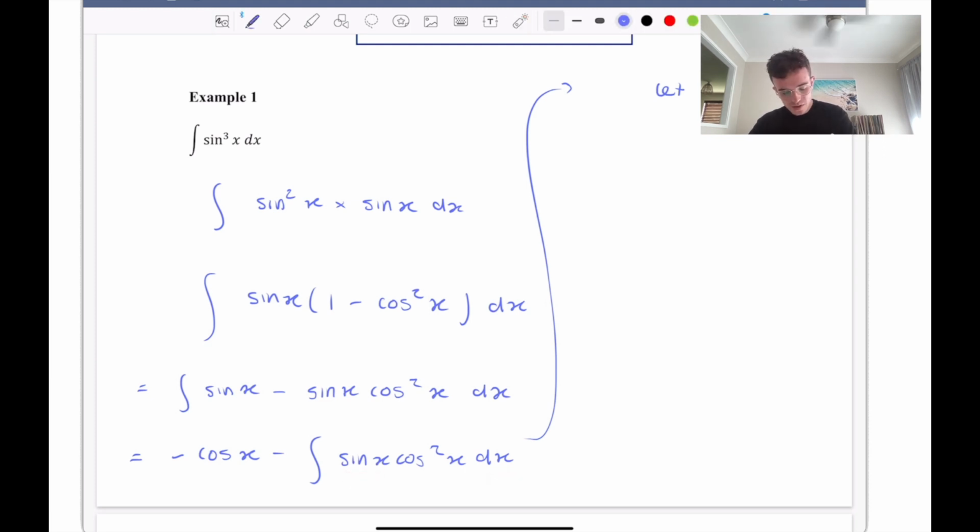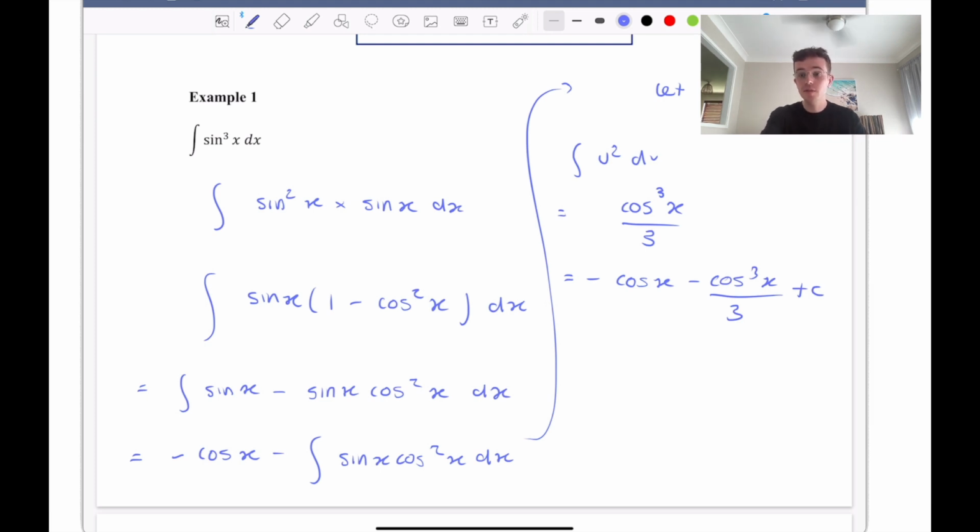So this is now the integral of u squared du. Now that's equal to u cubed on 3, which is cos cubed x on 3. So this final integral is minus cos x minus the integral, minus cos cubed x on 3 plus c. Awesome.